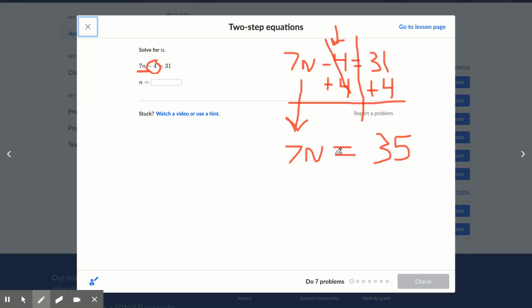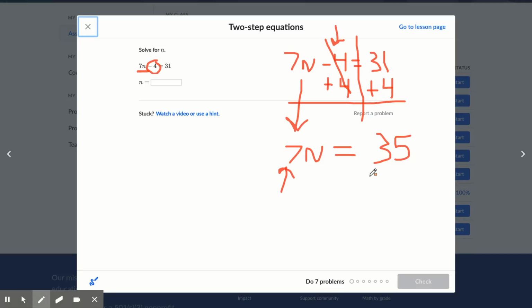Now, if you look at this, I did one step here. This was a two-step equation. I got rid of one step. So now I'm down to what we did yesterday, or whenever you did this. It would have been a one-step equation. I have a coefficient right here. That's 7, the number next to the variable, and my answer is 35.